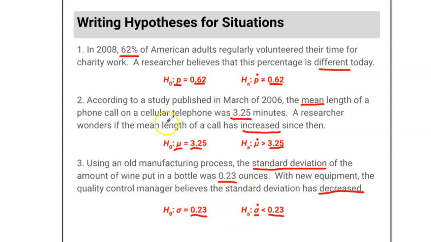The only difference between these two is that we're using some sort of inequality symbol, whether it is not equal to, or greater than, or less than. We never use less than or equal to. We never use greater than or equal to, because if it was equal to, it would be here in the null hypothesis. Okay, so hopefully that tells you a little bit about writing hypotheses. The null hypothesis is always going to have an equal sign. The alternate hypothesis is always going to have an inequality sign, some kind of inequality.